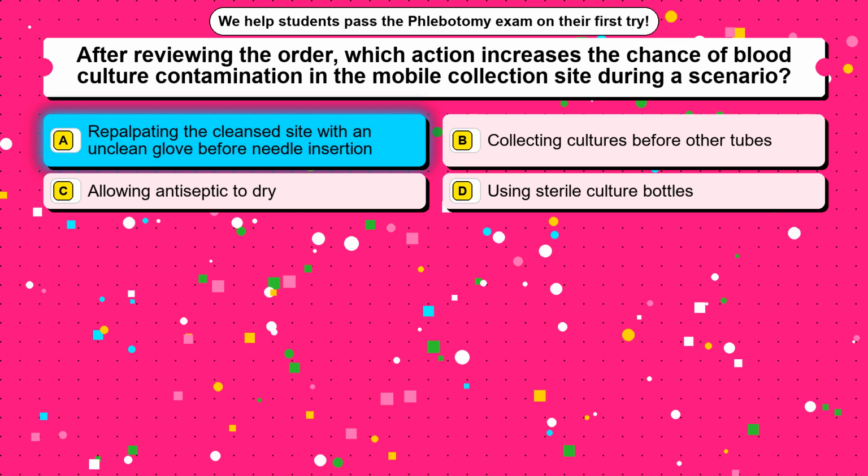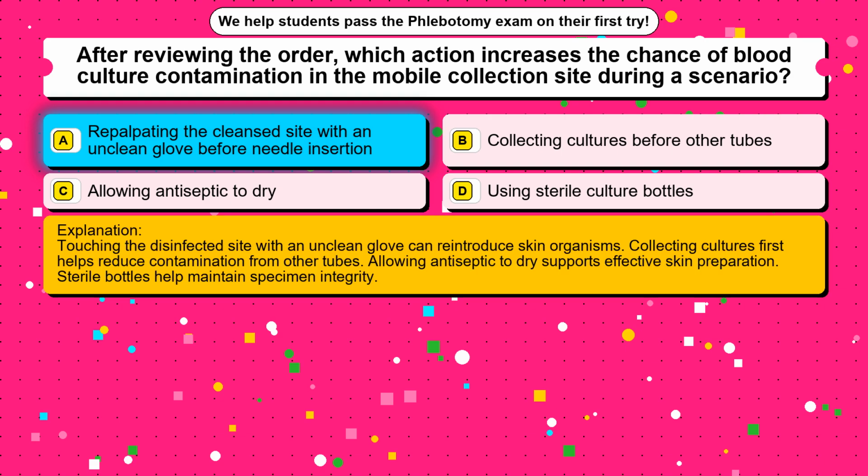The correct answer is option A. Repalpating the cleansed site with an unclean glove before needle insertion. Touching the disinfected site with an unclean glove can reintroduce skin organisms. Collecting cultures first helps reduce contamination from other tubes. Allowing antiseptic to dry supports effective skin preparation. Sterile bottles help maintain specimen integrity.